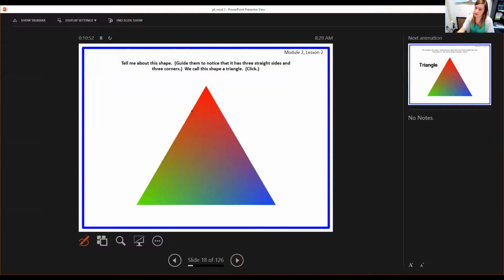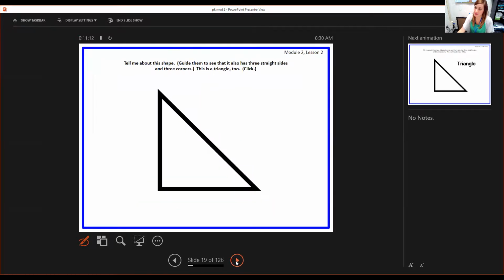All right, tell me about this shape. This shape has 1, 2, 3 straight lines, and it has 1, 2, 3 corners. This shape is called a triangle. Tell me about this shape. Notice it has 1, 2, 3 straight lines, and it has 1, 2, 3 corners. This is a triangle too.